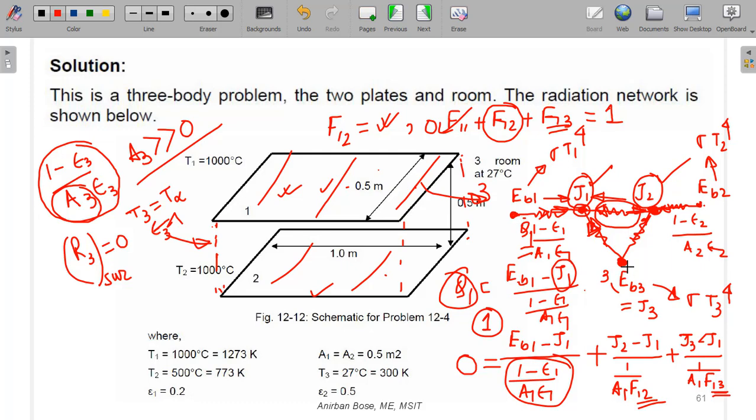And to find Q3, that is how much heat is transferred to the atmosphere, Q3 must be equal to Q1 plus Q2. Remember, this Q1 and Q2 are the net heat transfer that you are considering. So that is why Q3 will be equal to Q1 plus Q2.